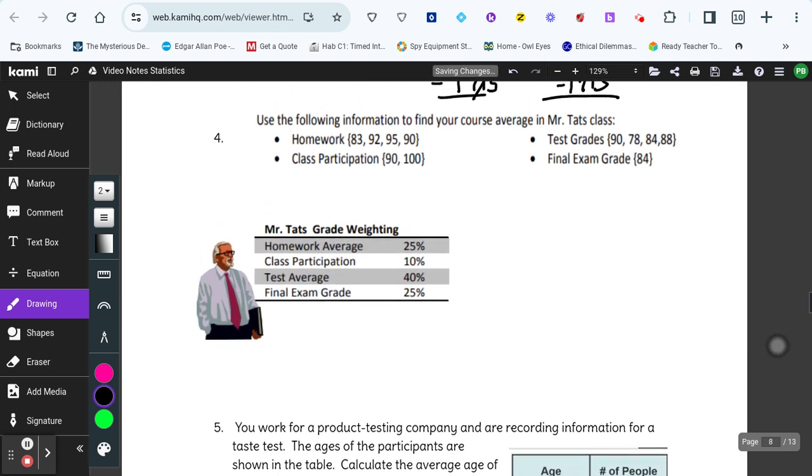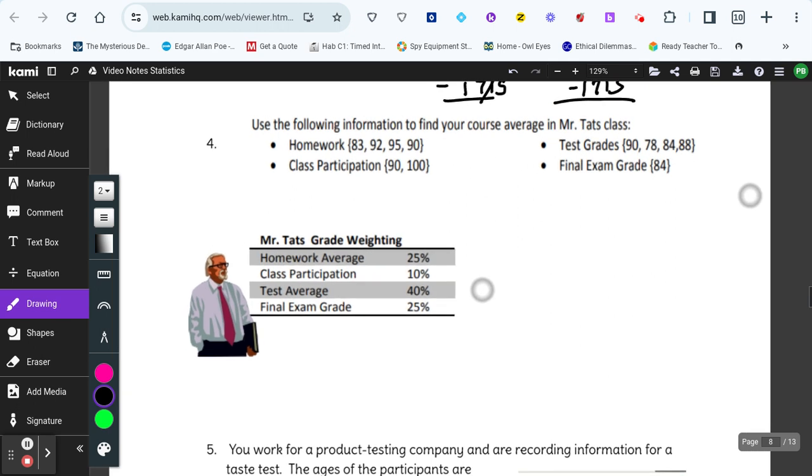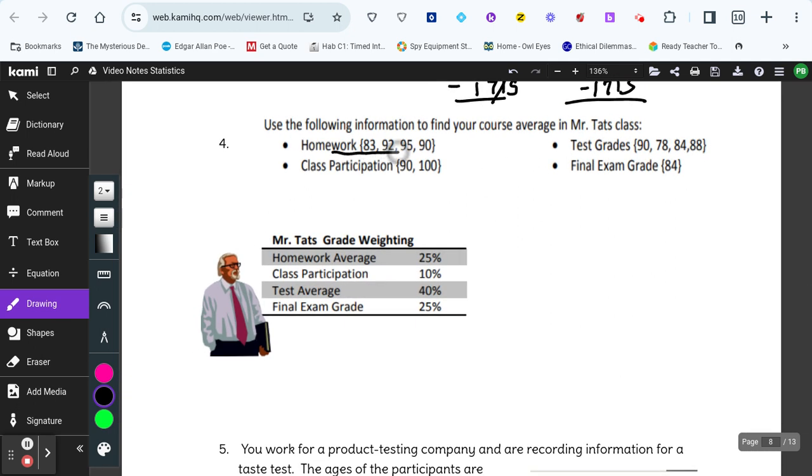Okay, let's take a look at 4. So I'm going to show you how to do these PowerSchool grades, okay? We're going to use the following information to find your course average for Mr. Tate's class. So for homework, these are the grades you've made. For class participation, you made those two. The test grades, those are your grades. And then here's your final exam.